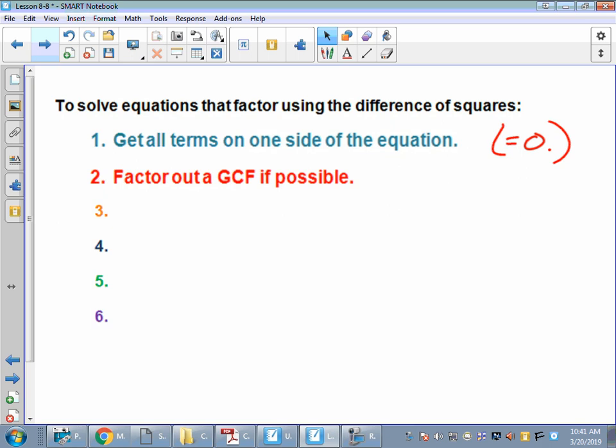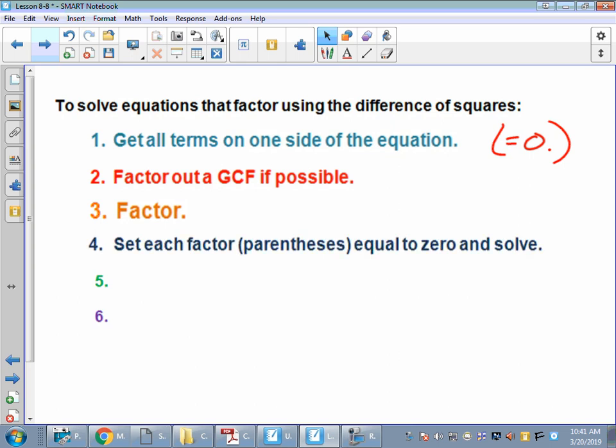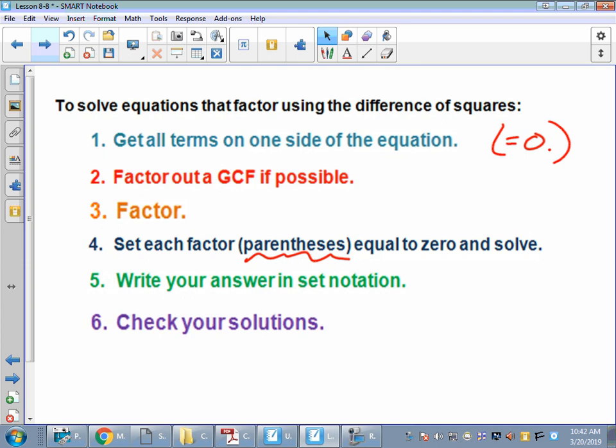Factor out a GCF if possible. That's the same thing we did before. And factor any which way. If you want to use your strategies, go for it. And then you want to set each factor in parentheses equal to 0. So set each factor, whatever you have in parentheses here, equal to 0 and solve. So it's just like we did in section 8.5c and also again in 8.7b. And then we want to write our answers in set notation. And of course, you can always check your solutions to make sure that you have the right answers.